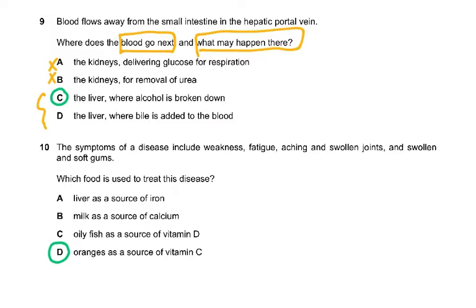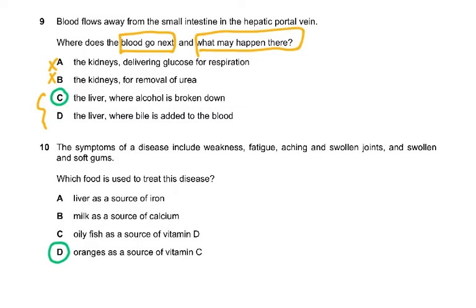Bile is produced by the liver, stored in the gallbladder, and then it is added to the food in the duodenum. So liver, where bile is added to the blood, that would be something only a child who didn't know this would pick. Bile is never added to the blood.